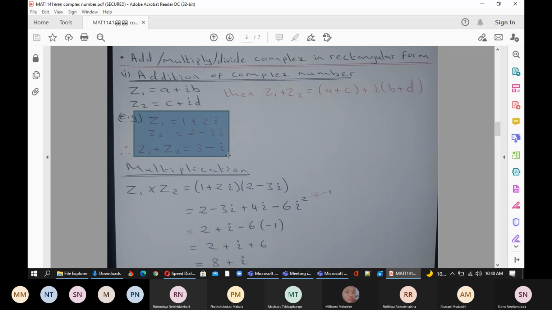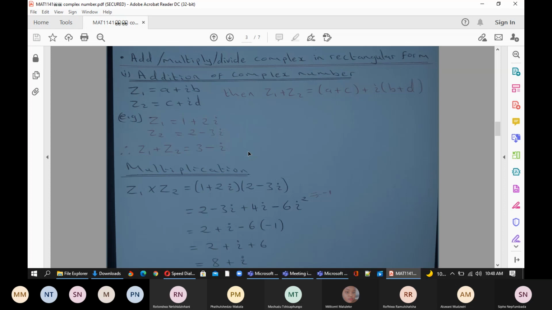So now, let's say we have Z1 equal to 1 plus 2i, and Z2 equal to 2 minus 3i. Let's add Z1 plus Z2, which equals 1 plus 2, which gives us 3. And 2 minus 3 gives us minus 1, but it was for the imaginary part, which has I. Any question before we proceed?